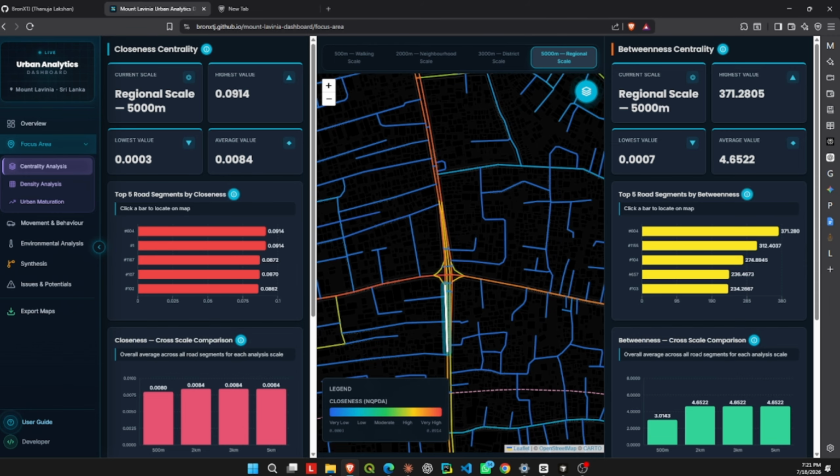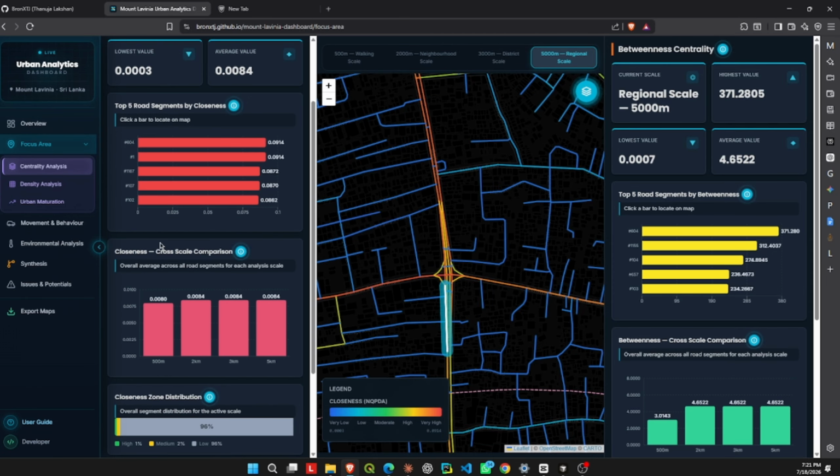Likewise, the closeness cross-scale comparison: each bar shows the average closeness for all road segments at that scale. This chart shows how overall accessibility changes when we zoom out from the walking scale to the regional scale. If this pattern changes a lot between scales, the corridor network structure is scale-sensitive, but here you can't see any big difference.